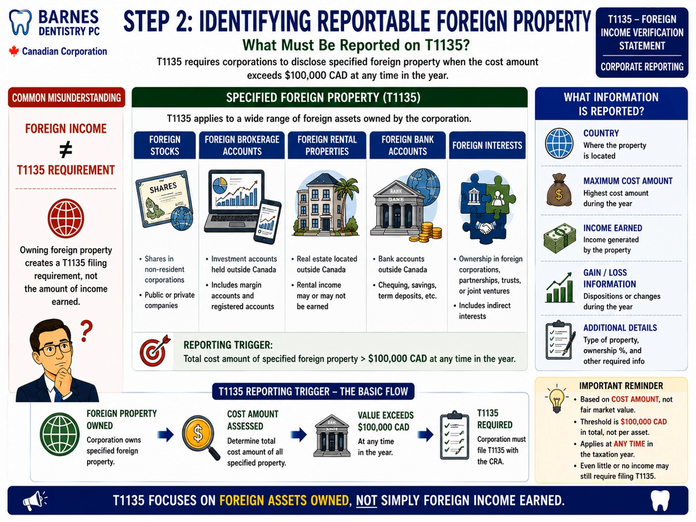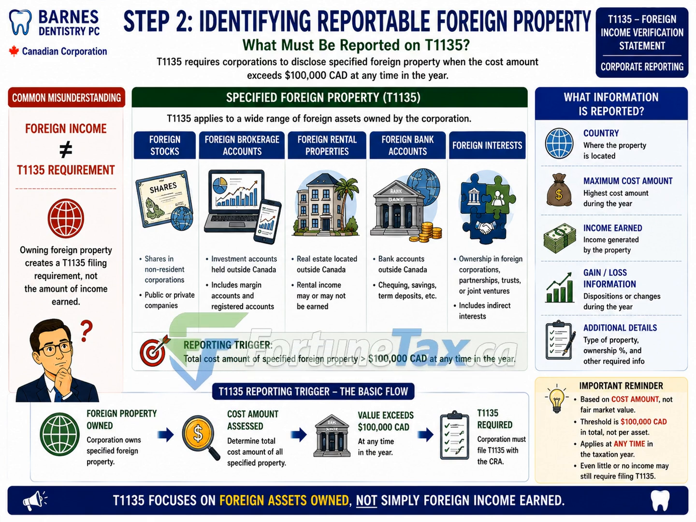Once a corporation determines that T1135 is required, what information must actually be reported? The first item is the country where the property is located. The CRA wants to know the foreign jurisdiction associated with the asset. The second item is the maximum cost amount during the year. This helps the CRA understand the size of the foreign investment.